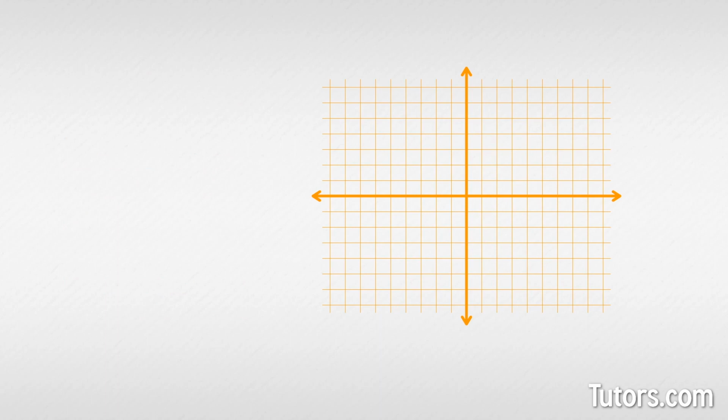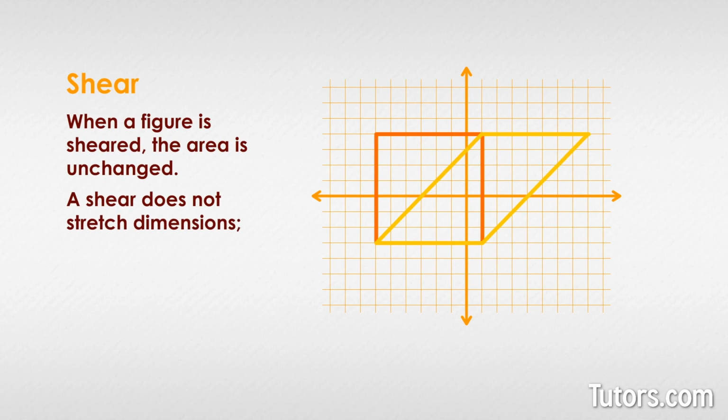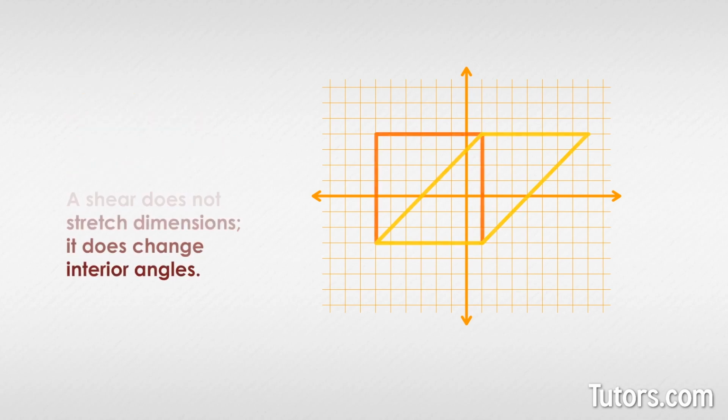Our next transformation is shear. Here is a square preimage. To shear it, you skew it, producing an image of a rhombus. When a figure is sheared, the area is unchanged. A shear does not stretch dimensions. It does change interior angles.